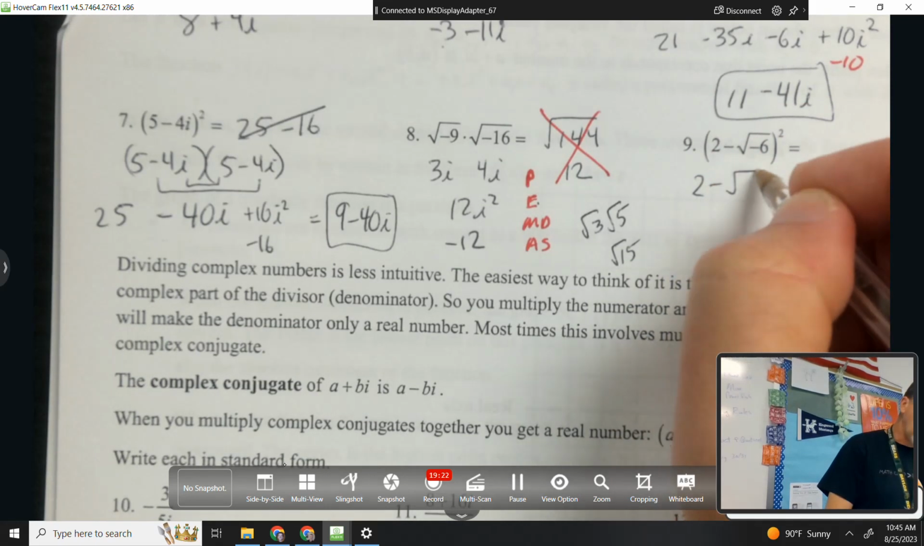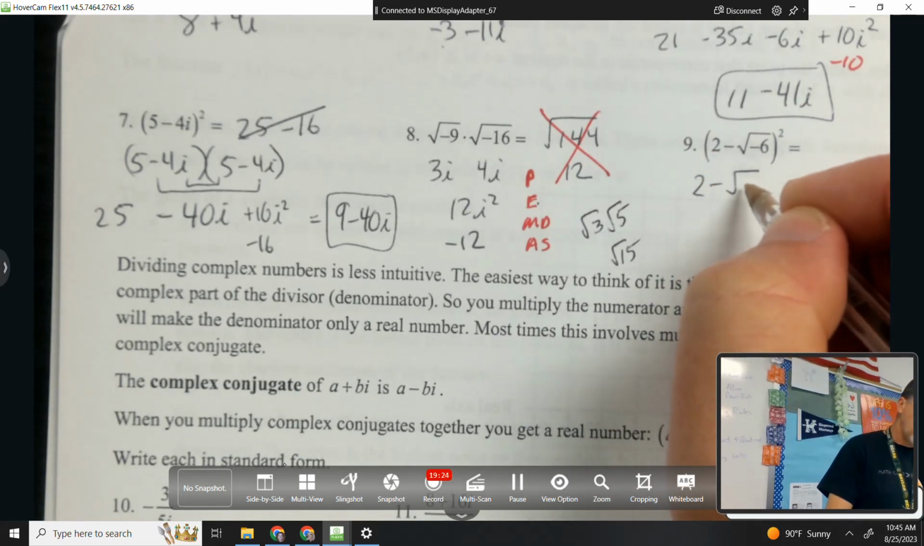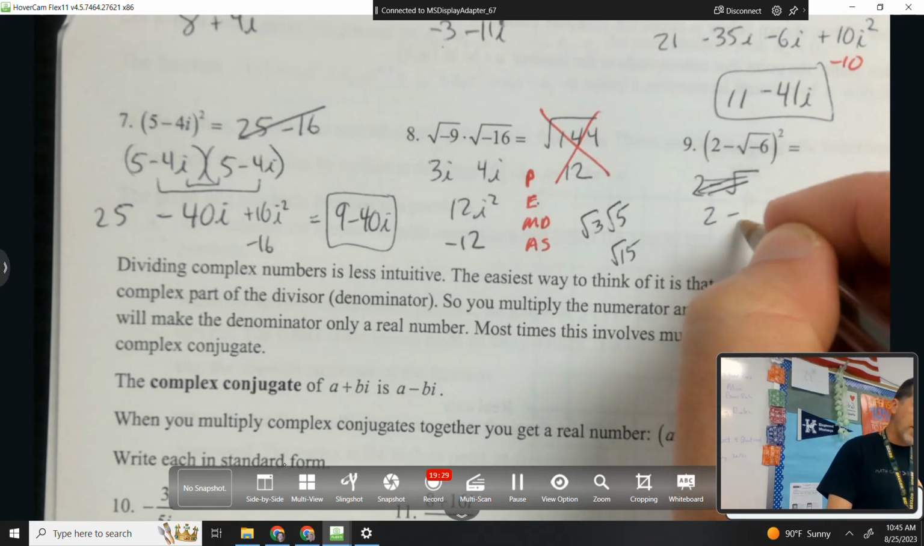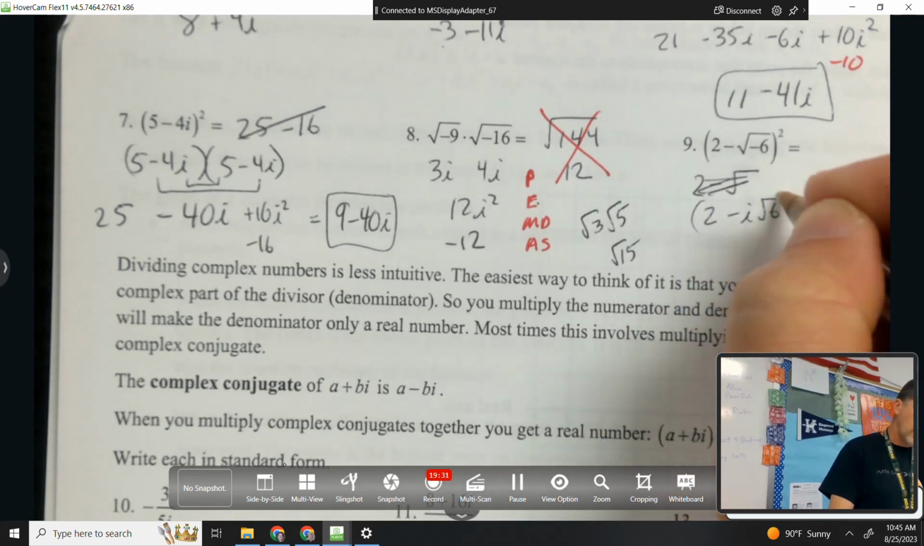Speaking of FOIL-ing. You know what? Before we FOIL that, I think I'm going to change that to 2 minus i square root 6.